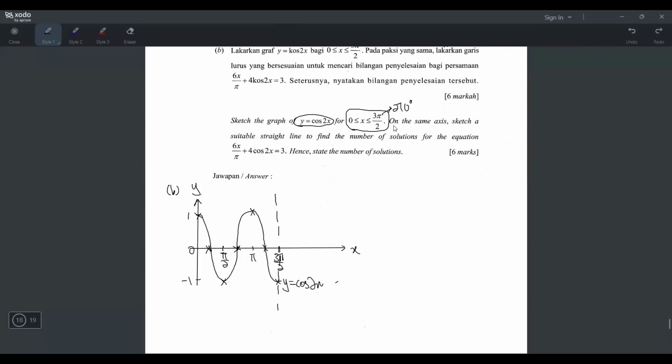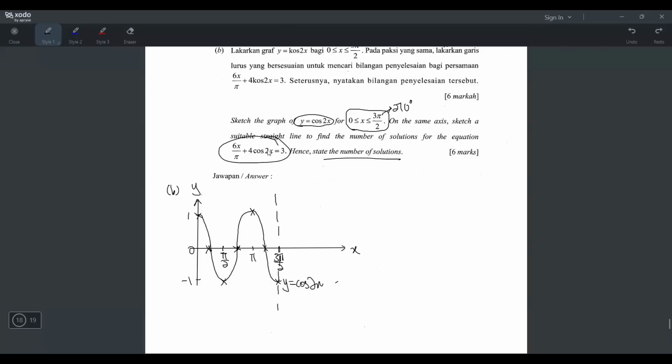Okay, so that's it. Now it says on the same axis, sketch a suitable straight line. So I have to sketch a straight line now to find the number of solutions for this equation. Number of solutions means number of intersection points. But first, we have to draw the straight line. But you cannot simply draw the straight line. You need to get the equation of the straight line first. And the equation of a straight line will always be y equals mx plus c.